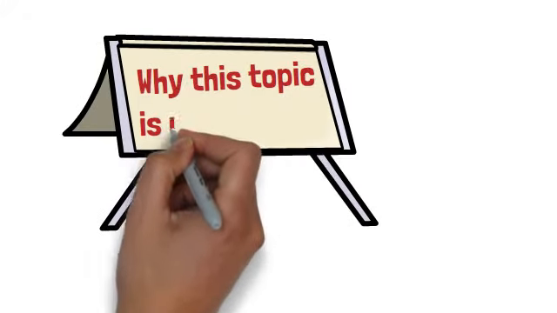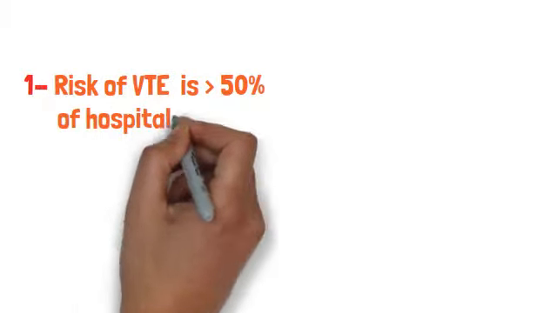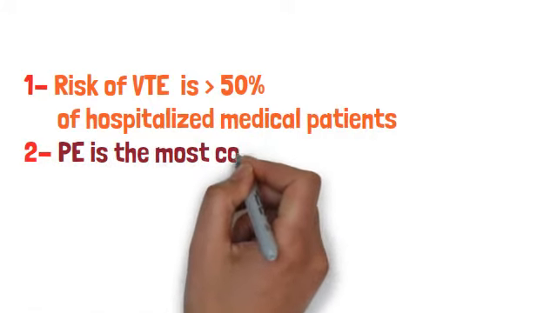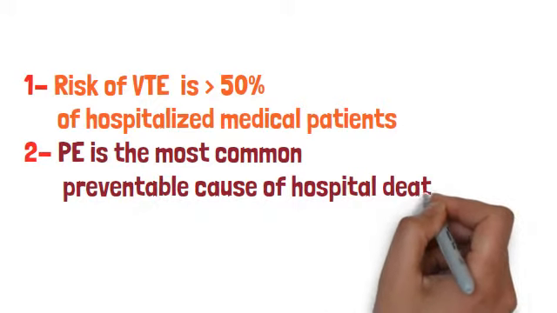Why is this topic important? You have two reasons. 1. Risk of venous thromboembolism is more than 50% in hospitalized medical patients. 2. Pulmonary embolism is the most common preventable cause of hospital death.